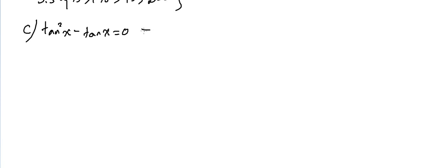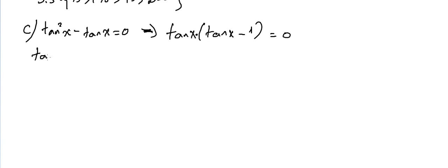So let us factorize them, right? Let us factorize these two terms. Tangent x is in common, which gives tangent x times (tangent x minus 1) equal to 0. Tangent square over tangent is tangent minus tangent divided by itself, it's 1.